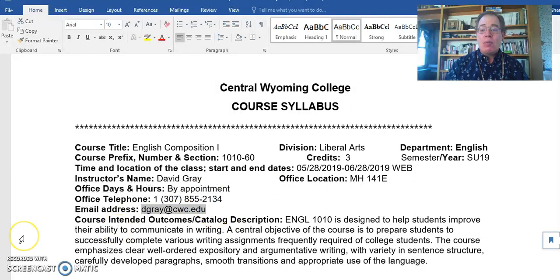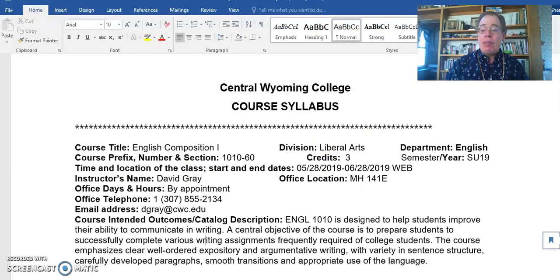I try to be very responsive to email. There's my email address, dgray@cwc.edu. As I say, I try to be really responsive to email and get back to you as quickly as I possibly can. If you email me in the morning, I should get back to you that day. If you email me in the afternoon, I should be back to you by the next morning. On the weekend, it might be a little bit longer than that because we do some stuff, but I'm hoping that you will find I am a very responsive instructor. That is one of my goals for this course, to respond to you and what you need very quickly.